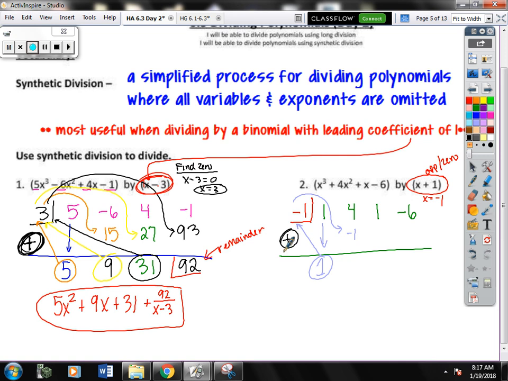Remember, you are adding, not subtracting. And that's what gets confusing too, because when we did long division, we subtracted the terms. So when you do the synthetic, you are adding downward. So we'll get 3. Follow the same process.